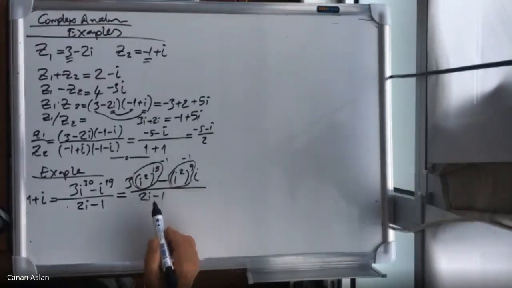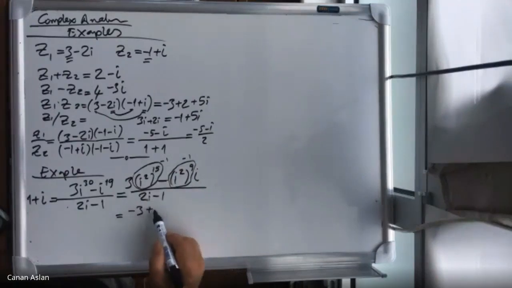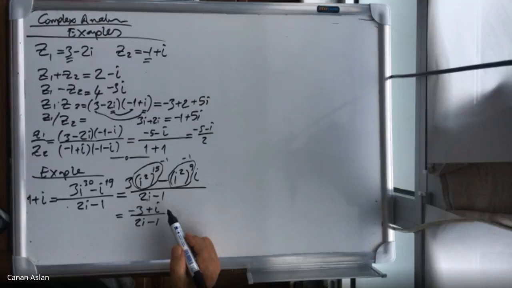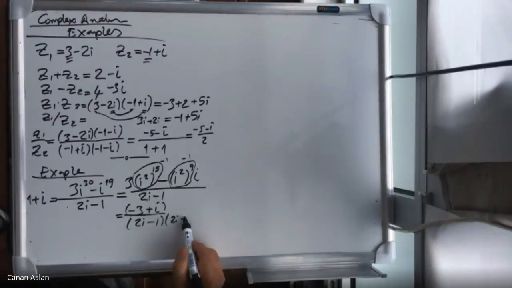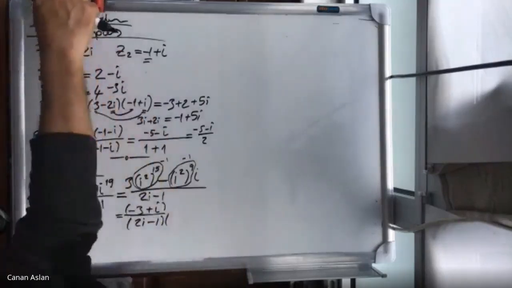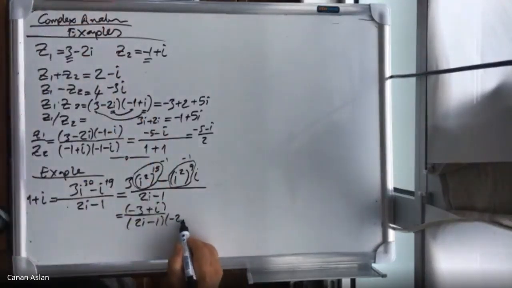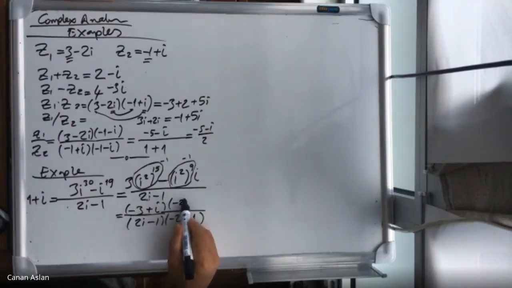Okay, can everybody see it? Okay, then it's equal to minus 3 plus i divided by 2i minus 1. So what we do is we now get the complex conjugate of the denominator and multiply it by the numerator. 2i plus 1, sorry, you have to change the sign of the complex part only. So minus 2i minus 1. As you see, you're not touching the real part.